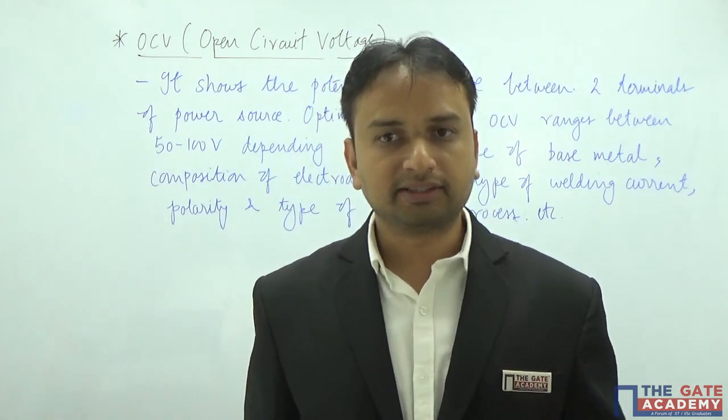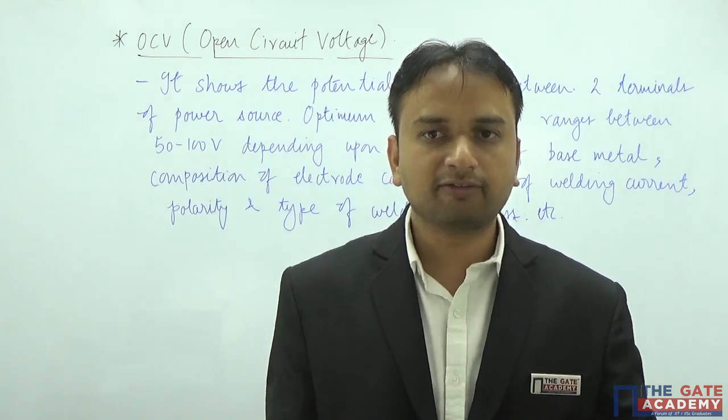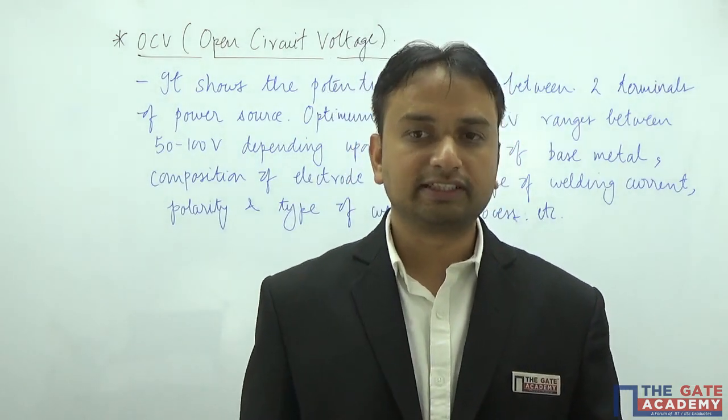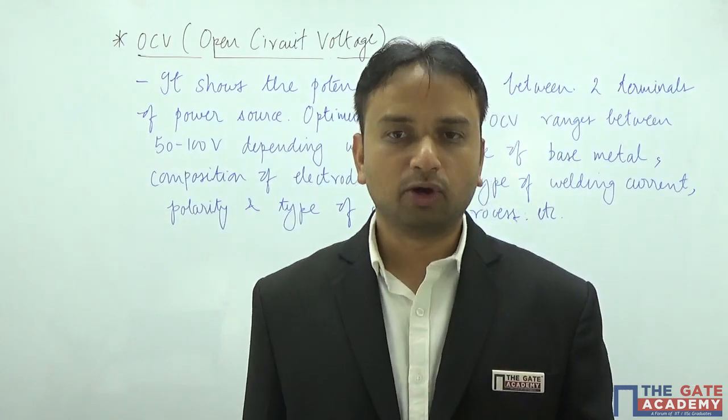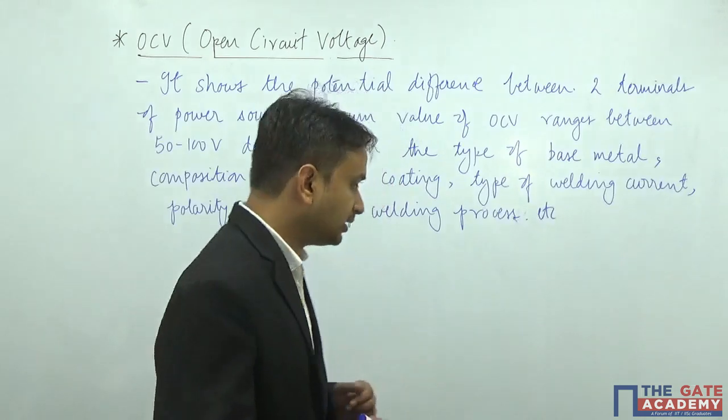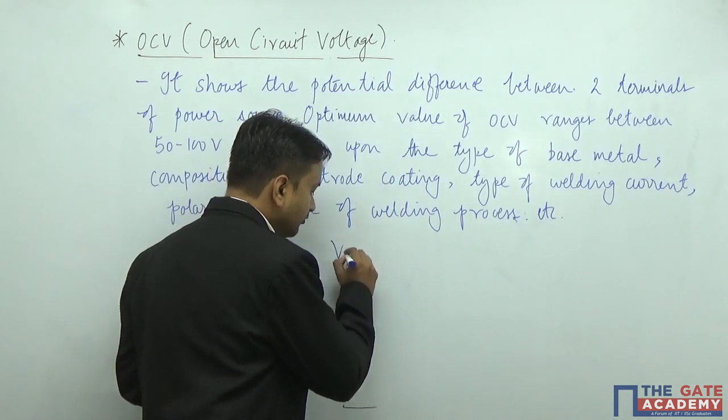So in this manner, if you have the presence of low ionization potential elements, the open circuit voltage is going to decrease. I hope that you have got the point, right? So this is nothing but the open circuit voltage, and let me tell you, it is indicated by V0.